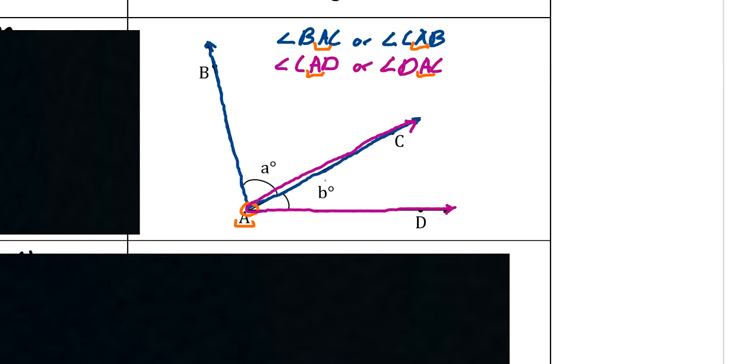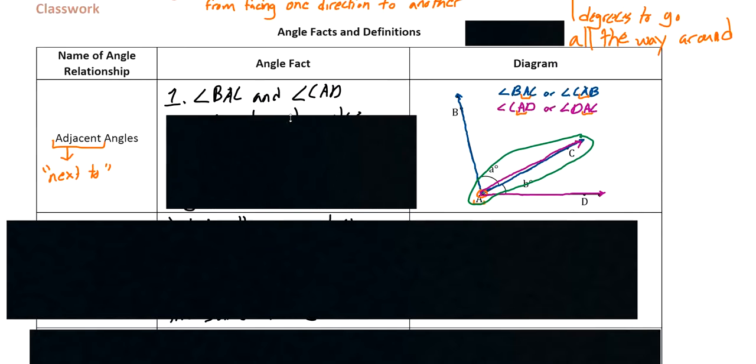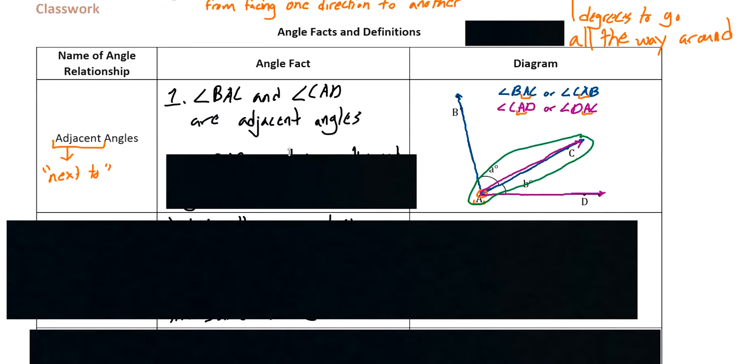All right, so the reason I identified these two angles is because I notice how these two angles, both the blue and the pink, share this line AC or CA. They share it as a common side. So that means BAC and CAD, those two angles, are adjacent because they're next to each other. They share a common side. They're just adjacent angles.